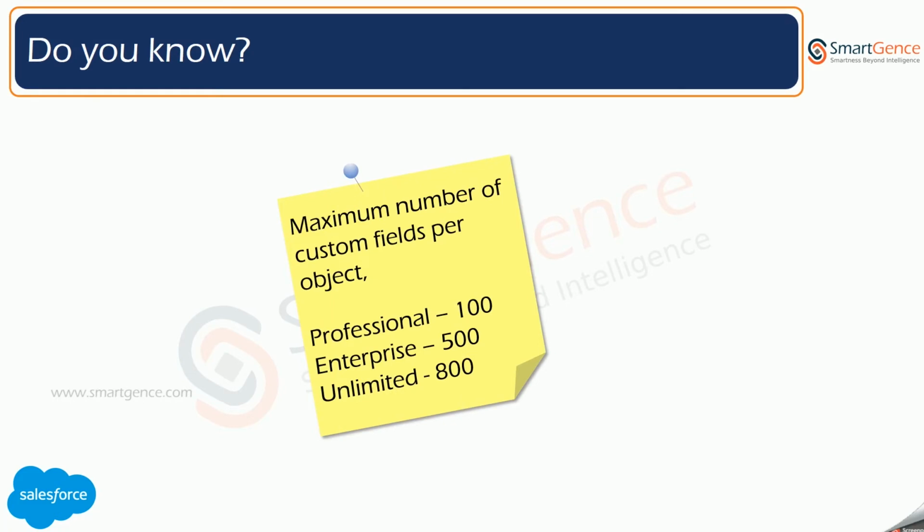There are some restrictions on the number of custom fields that can be created per object, based on the Salesforce edition we are using. For example, if it is a Professional edition, then we can have 100 fields at a maximum for an object. If it is Enterprise, then it is 500, and if it is an Unlimited edition, then we can have up to 800 fields per object.